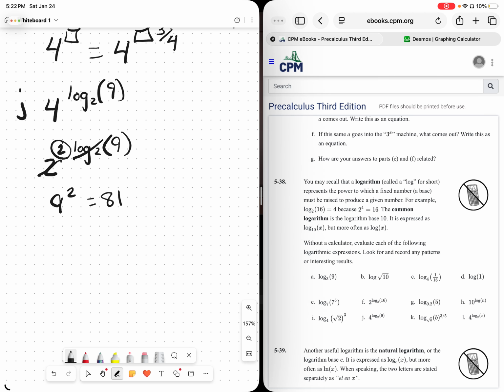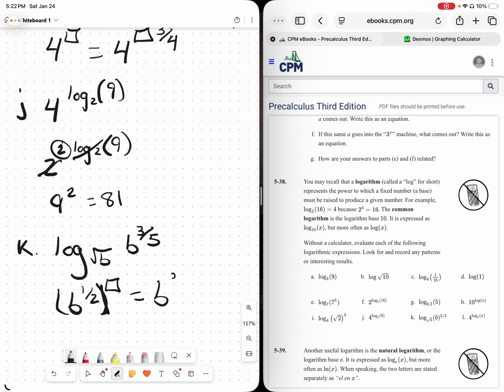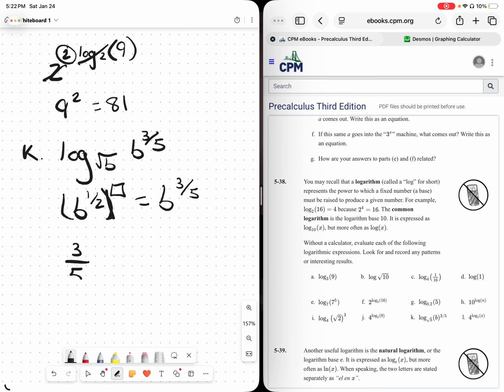Okay. K. So let's look at K here. This is log base the square root of b of b to the 3/5. So again, this is b to the 1/2 raised to what value, right? So raised to some value equals b to the 3/5. Okay, so basically this is just going to be 3/5 divided by 1/2. Again, multiply by the reciprocal. So 3/5 times 2 over 1, or 6/5. That's what we're looking for there.